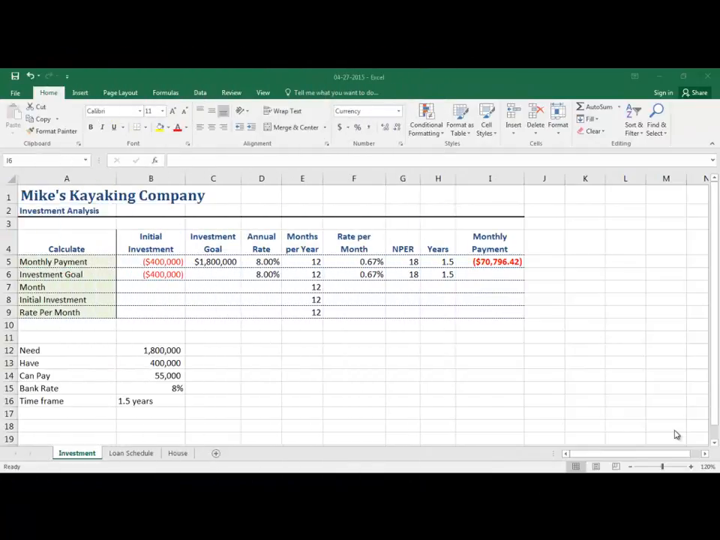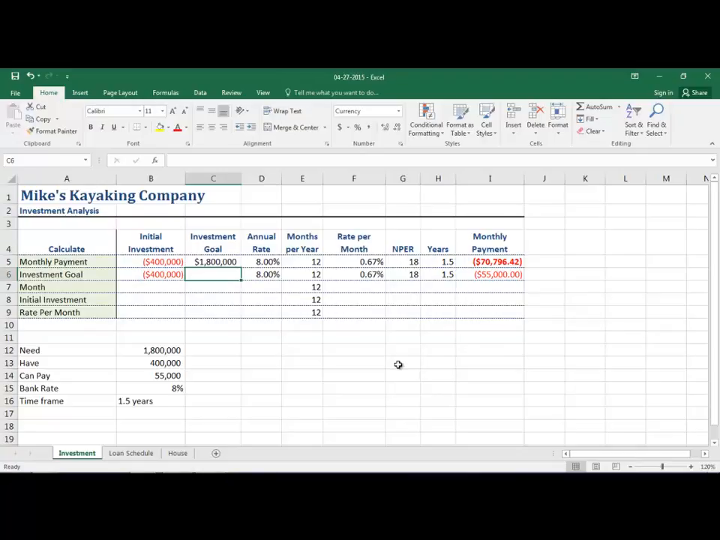So in this scenario we were putting money away for a future investment, and we figured out we needed to put $70,700 away per month, and our accountants told us you don't have that much money, you only have $55,000. So I've put in all of the other key components that are required. Now we put in that monthly payment that the accountants say we can guarantee, so we put in that $55,000 here. We need to figure out what our investment goal is going to be.